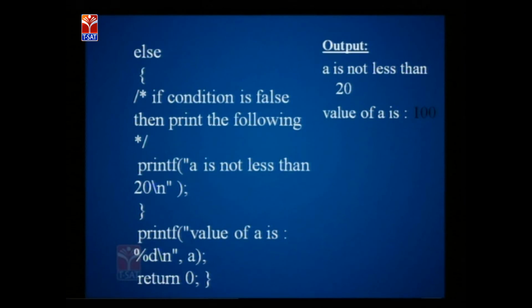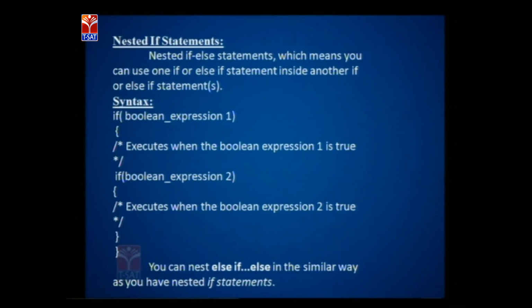Else, if the condition is false, then it will print the message a is not less than 20. So as the condition is not proved, the output will be: a is not less than 20, and value of a will be given as 100.